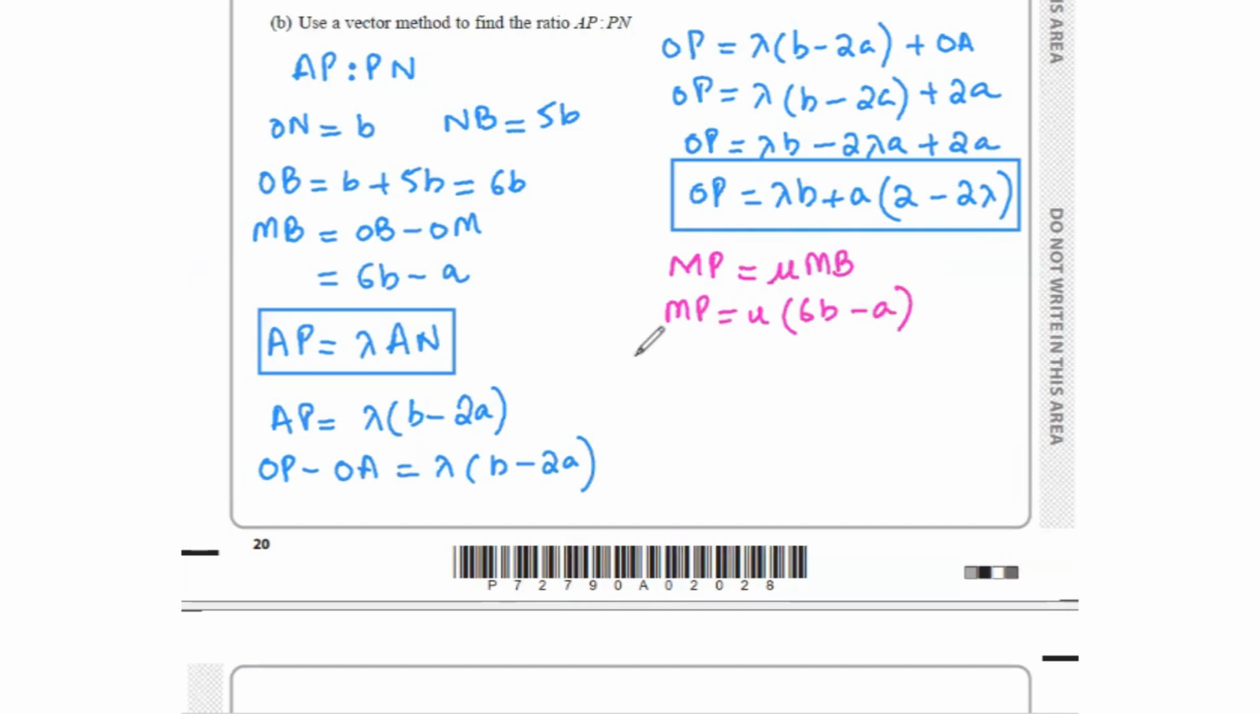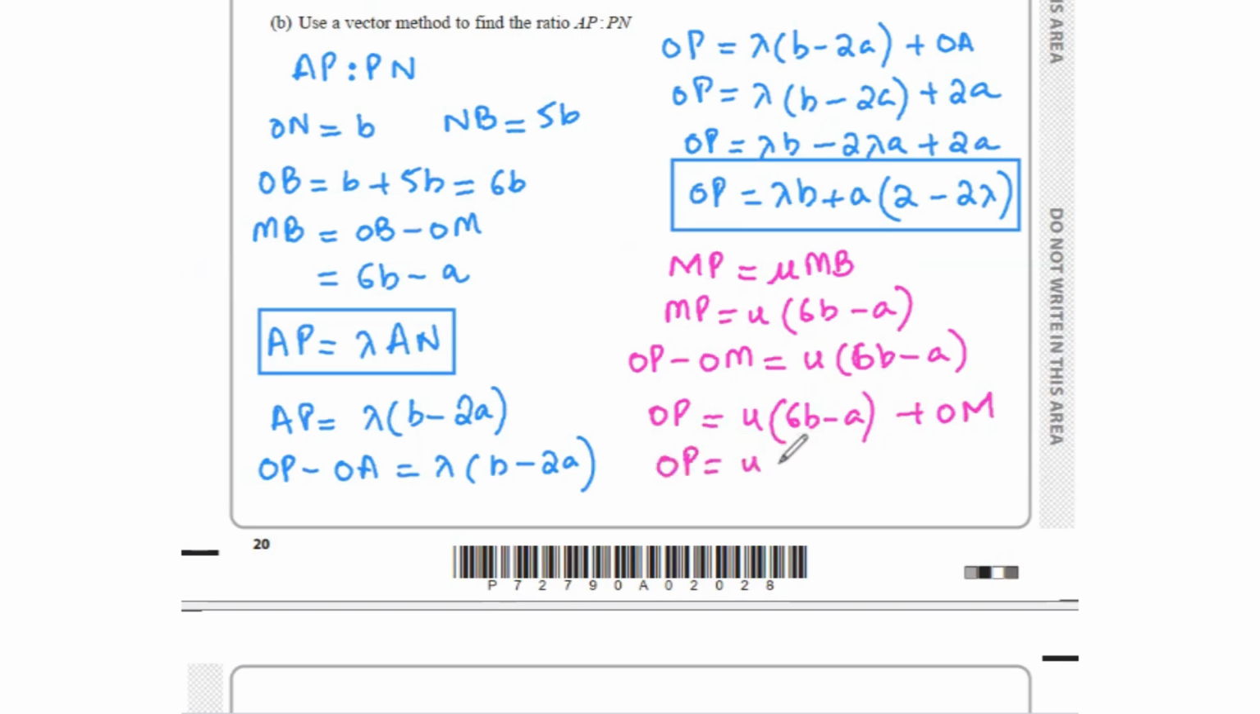MP can be split into OP minus OM, equals mu times 6B minus A. So OP equals mu times 6B minus A plus OM, which is going to be mu times 6B minus A plus A. This is our second equation for OP. Now I'm going to put these two equal to each other to find the values of mu and lambda.